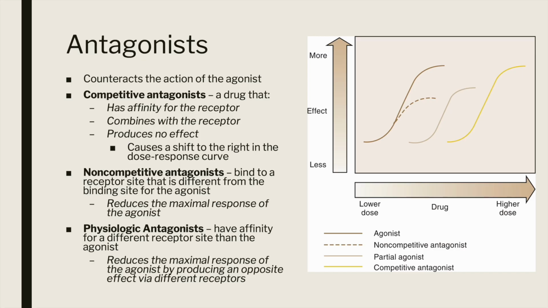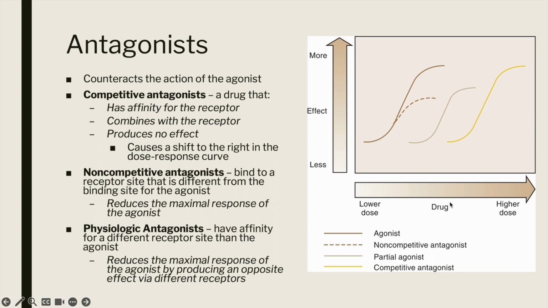So looking a little closer at antagonists, there's multiple different types. Antagonists are going to counteract the action of an agonist, so they're going to block action from happening. A competitive antagonist means that it has an affinity for the receptor. It's going to combine with the receptor, but it's not going to produce an effect. So it's not going to do anything.